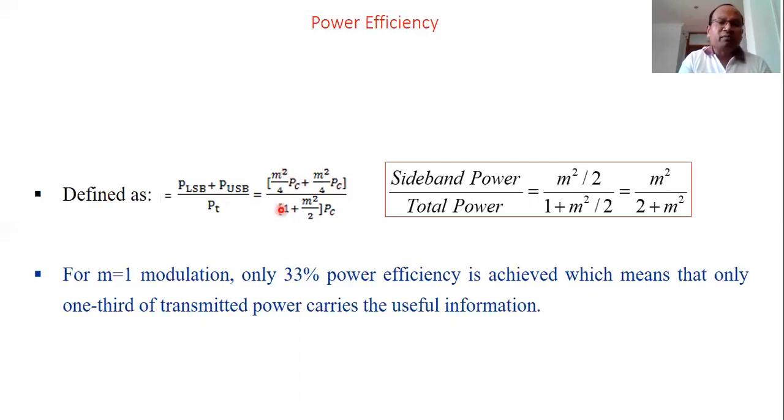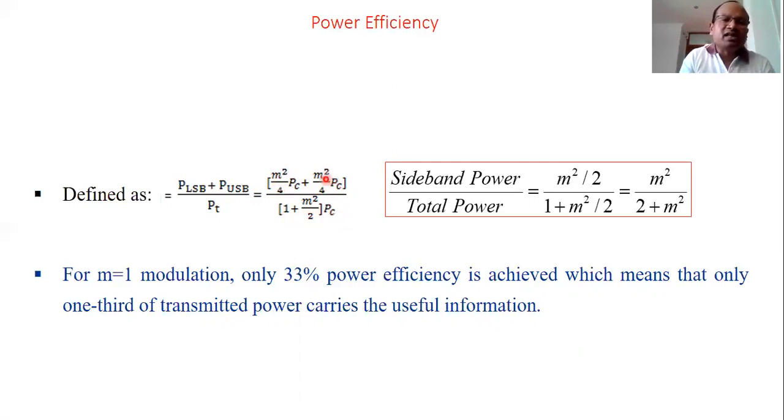Divided by what is total power? It is carrier power. Look here, PC plus PC into M square by 2. How does it become? Because M square by 4 into PC plus M square by 4 into PC is the total power in the sideband. So the total value is M square by 2 into PC. So M square by 4 into PC plus M square by 4 into PC is the total sideband power, divided by 1 plus M square by 2 into PC, which is the total transmitted power.